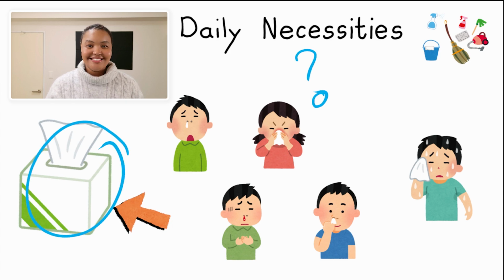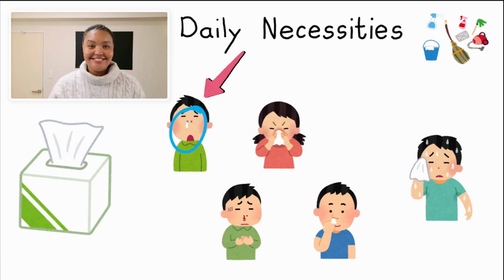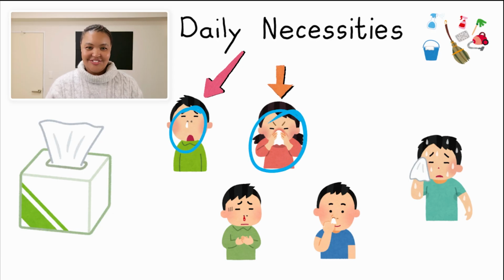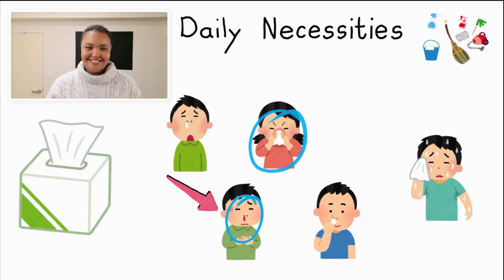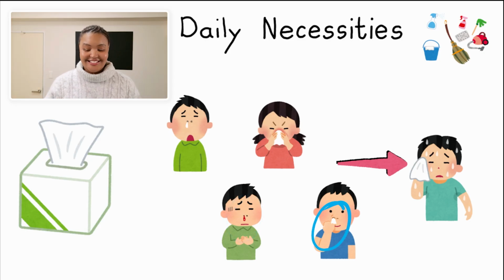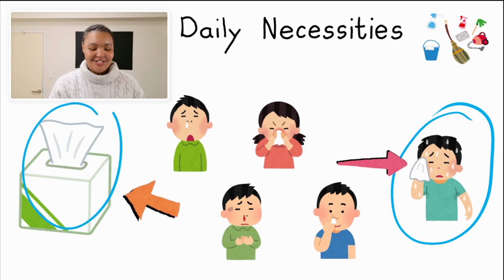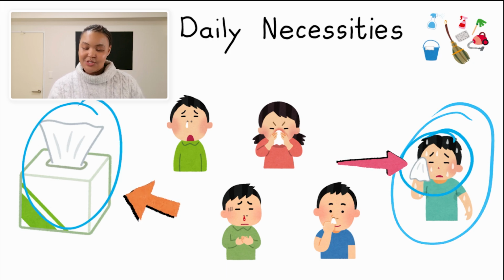What's this? Tissue paper. Tissues. You have a runny nose? Use a tissue. You have a nosebleed? Use a tissue. You are sweating a lot. Use a tissue to wipe your sweat.